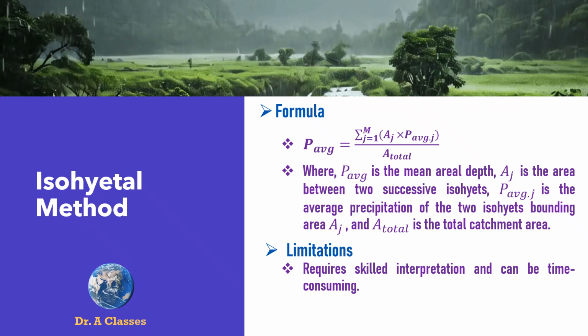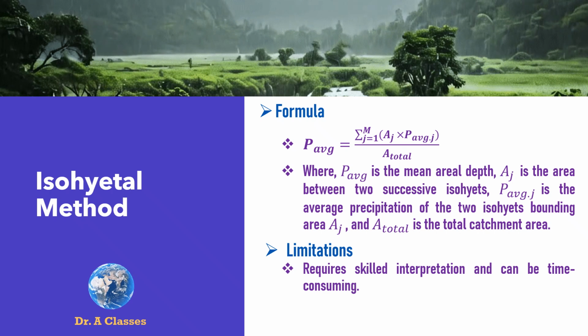Precipitation values from all gauge stations are plotted on a detailed map of the catchment. Based on these point values and considering local topography, elevation, and the typical storm pattern, lines are drawn connecting points of equal precipitation. The area between successive isohyets is determined.